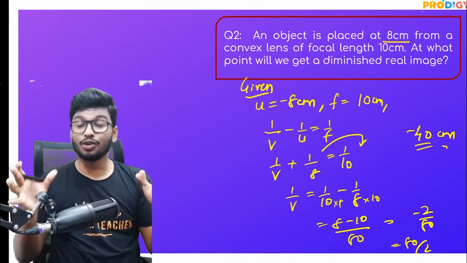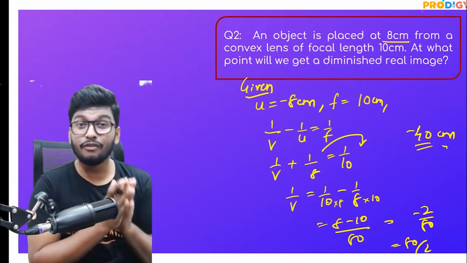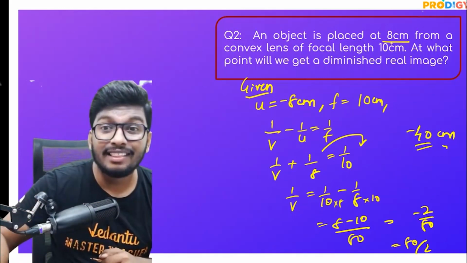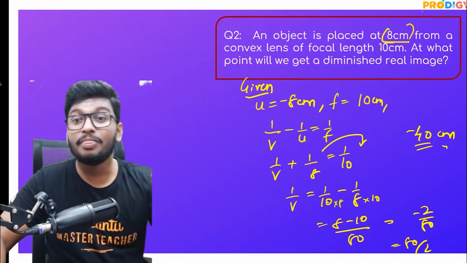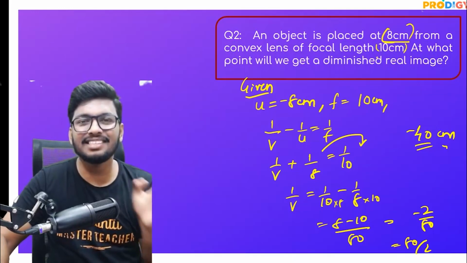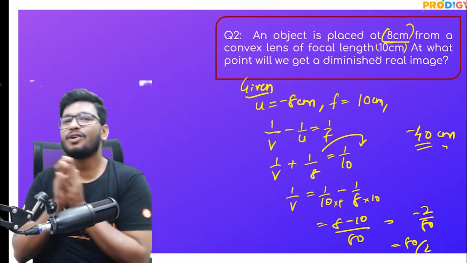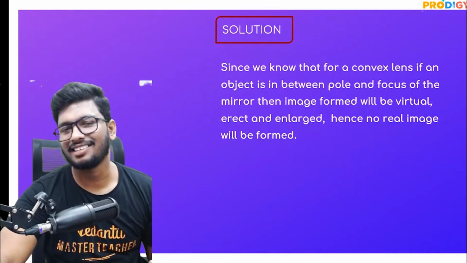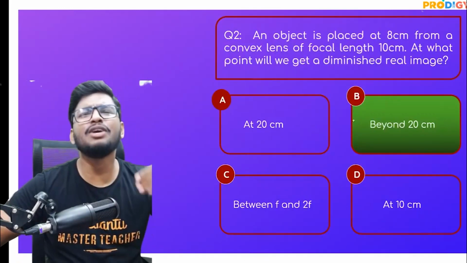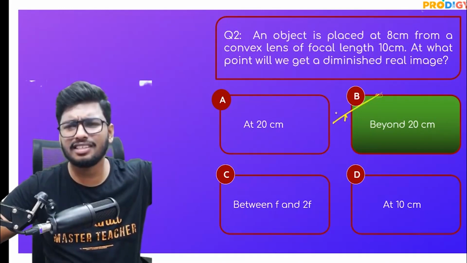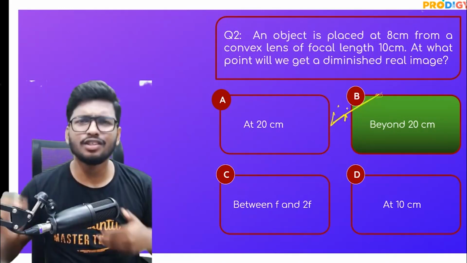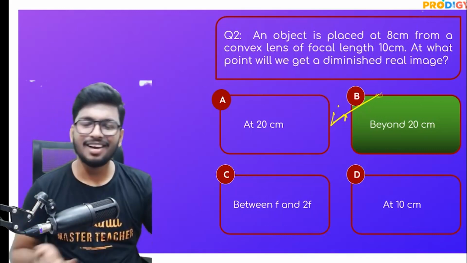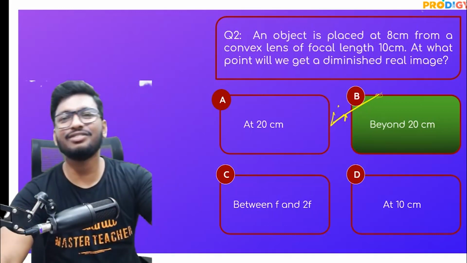In your ray diagrams also, you know that when the object is placed between the focus and the pole, the image is going to be virtual. Look at this. The object distance is 8 centimeter. The focal length is 10 centimeter. That means that the object is kept between the focus and the pole. So if you cross verify also, you'll get that is the right answer. So the right answer would be beyond 20 centimeter, because you found out the distance is 40 centimeter, right? So the image is going to be formed beyond the 20 centimeter mark. Right? So that is basically the answer for the second question as well.